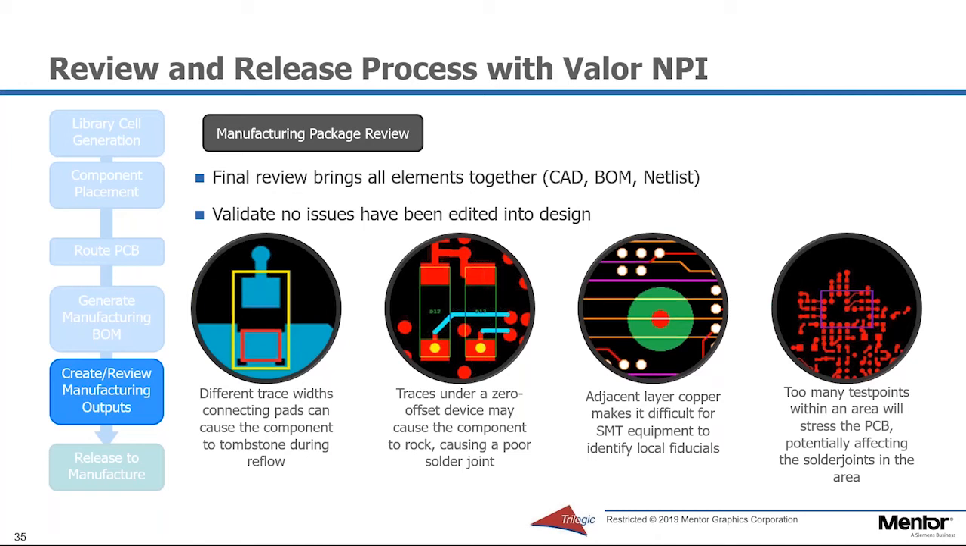A few additional examples are shown here, such as different trace widths connecting pads that can cause the component to tombstone during reflow. Traces under a zero offset device may cause the component to rock, resulting in a poor solder joint. Adjacent layer copper may make it difficult for SMT equipment to identify local fiducials, or too many test points within an area can stress the PCB, potentially affecting the solder joints in that area.